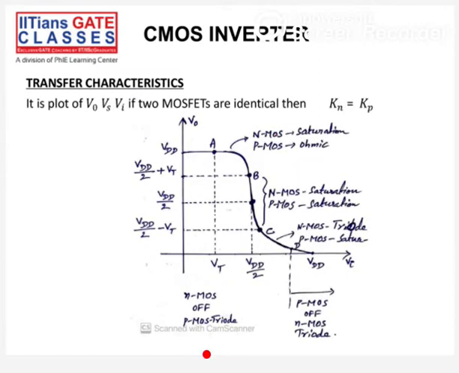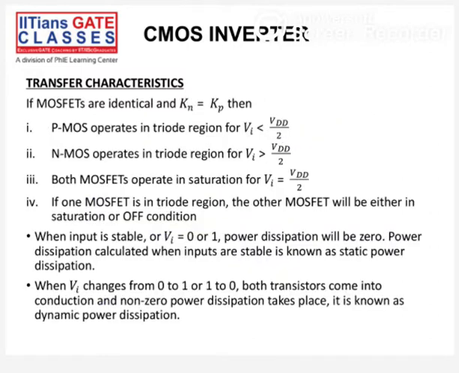Here we can see that for Vi greater than VDD by 2, the PMOS will be in triode region, and for less than this, the NMOS will be in triode region. So VDD by 2 is our main threshold point, and we understand that from this. And third, both MOSFETs operate in saturation for Vi equal to VDD by 2. That you can see from the graph, from the diagram only.